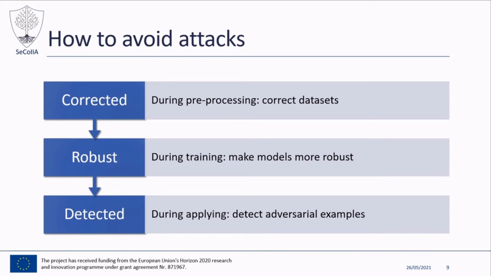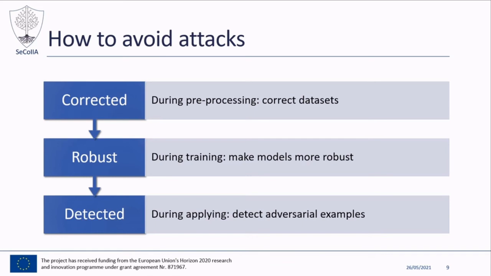Let's see some solutions to avoid those attacks. Here we divide the solutions into three categories. One is pre-training, the second is during the training, and the third is after training. Pre-training is, for example, if you still remember the traffic sign with stickers, we want to correct these inputs. We can do some blurring, or we first detect those stickers and remove them. This is pre-processing, where we apply some modification to the input data before the training.